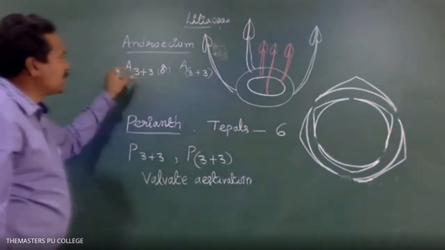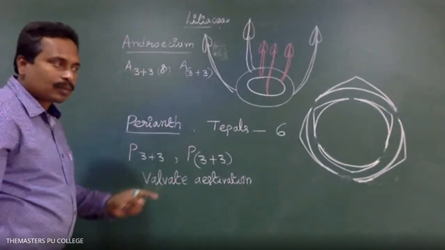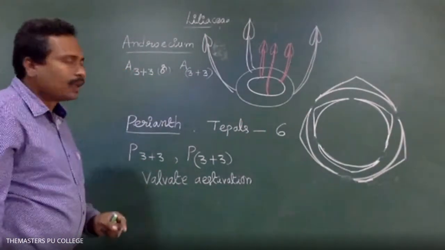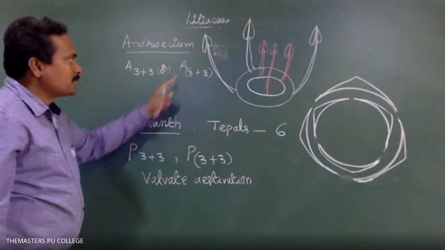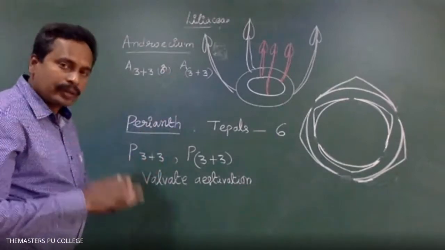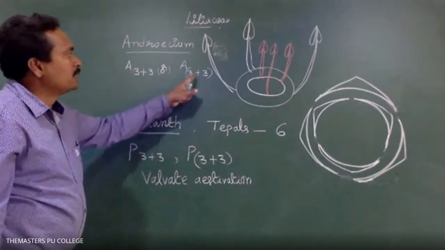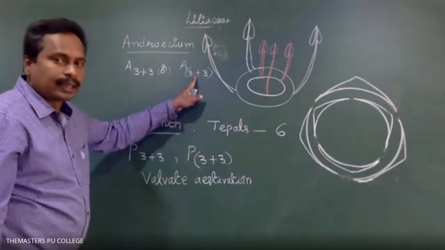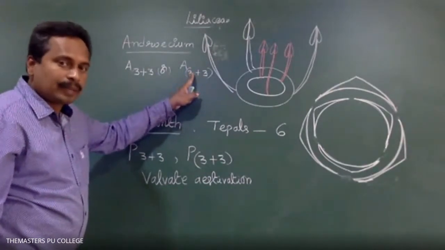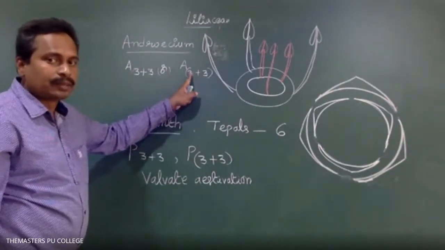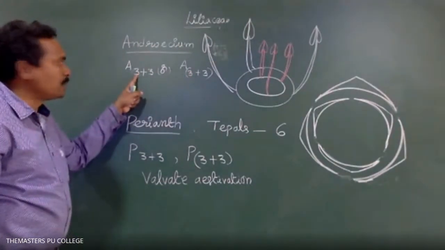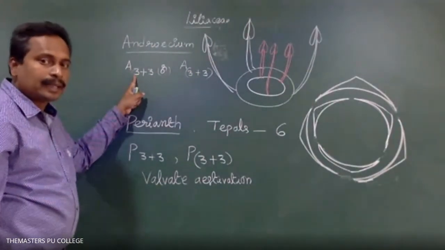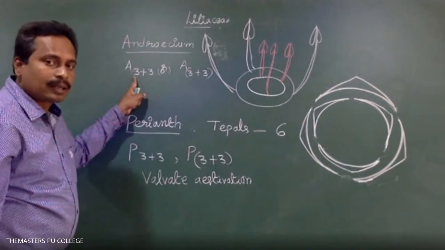In some plant species, the stamens are not united. In some plant species, the stamens are united. So A (3+3), with the bracket, represents that the stamens are united, fused. Whereas A 3 plus 3 without the bracket indicates that the stamens are free.